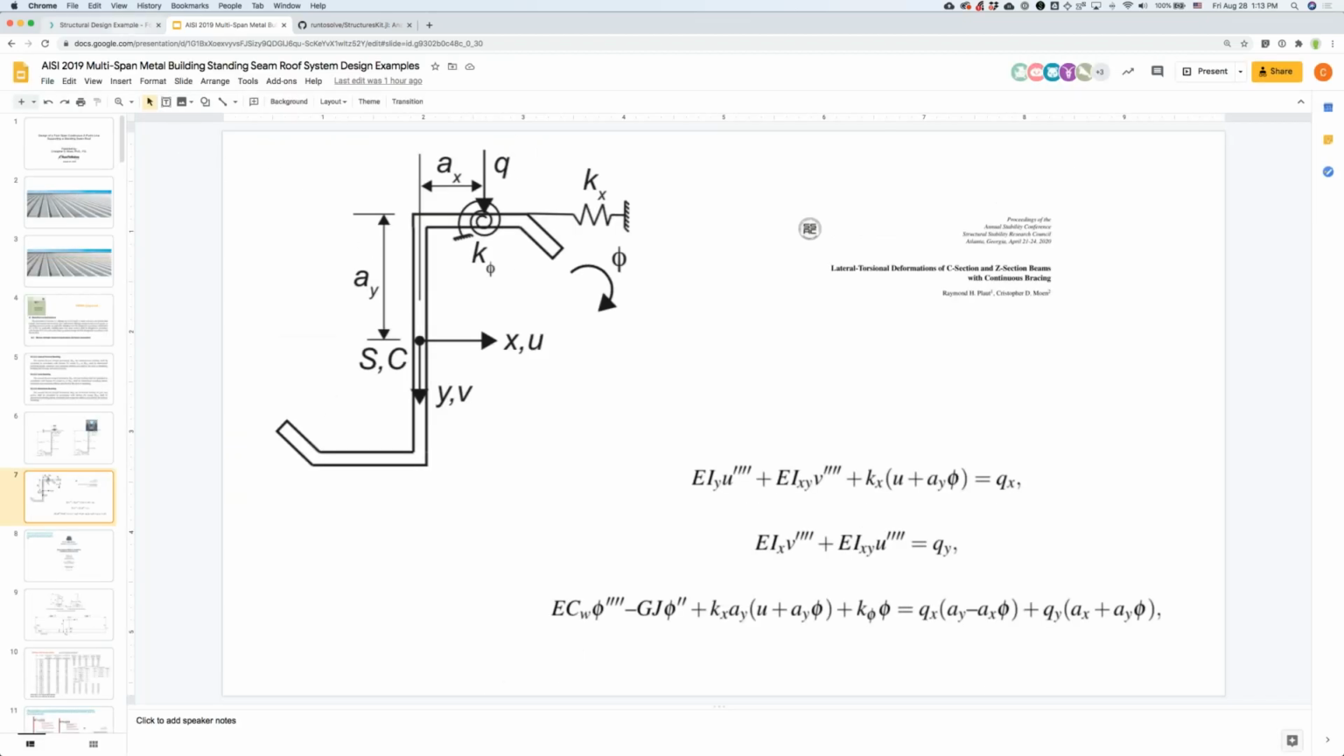But so far I've just kind of introduced where we're headed, and now after this we'll get into the example. So are there any questions so far about anything?